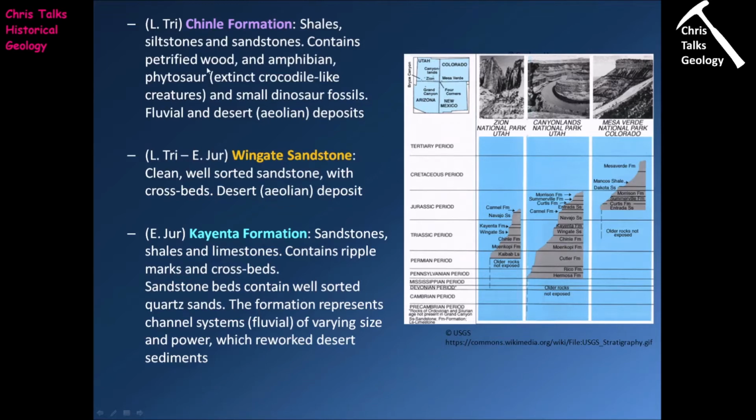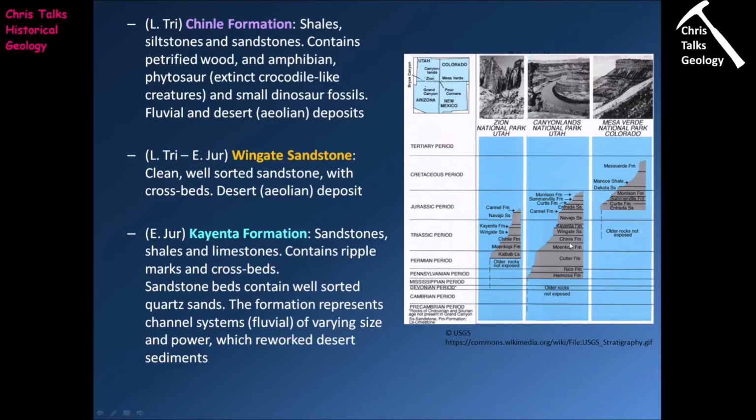Now this is a mixture of shales, siltstones and sandstones, and these rocks contain petrified wood, amphibian fossils, crocodile-like organisms, and small dinosaur fossils. So this is interpreted as being once again a fluvial system cutting across a desert environment, so much like the Moenkopi Formation.